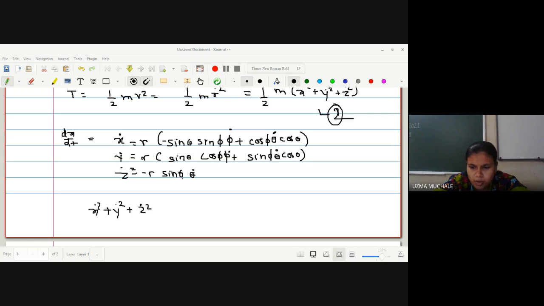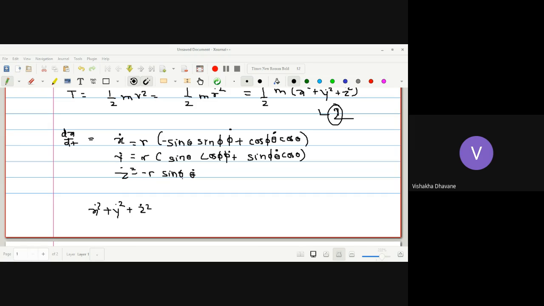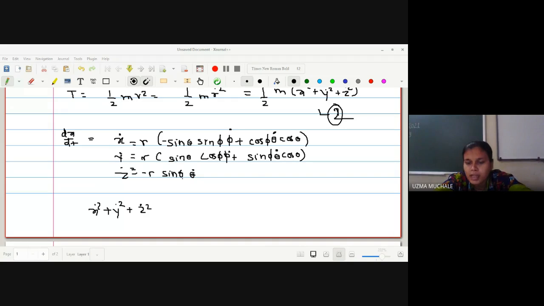Vishakha Dhoni, can you show the calculations we have done? Turn on the back camera and show your notebook where you are solving. Yes, Vishakha Dhoni. Did you get the answer, Vishakha? R square into theta dot square plus R square sin square theta phi dot square. Okay, good. Anyone else who wishes to show?